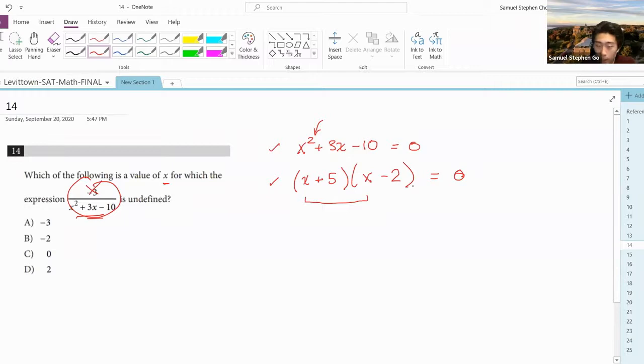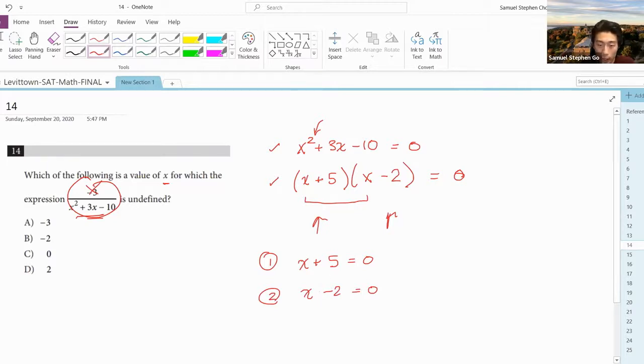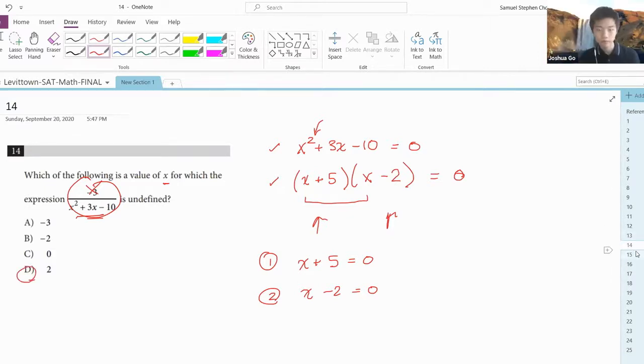At this point, to make this 0, either one of these has to be 0. If we look at the choices, there's no negative 5 as a choice. Let me just write this explicitly here. So we either need this to happen or this to happen. Condition 1 or condition 2. Either one will trigger a 0 in the denominator. And we can see here that there's no negative 5 as a choice, so we can go with 2, letter D. Let's go to number 15.